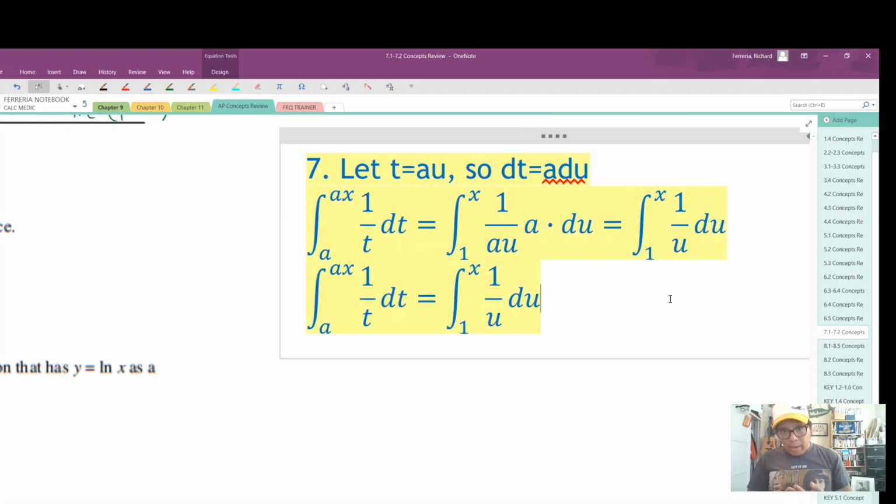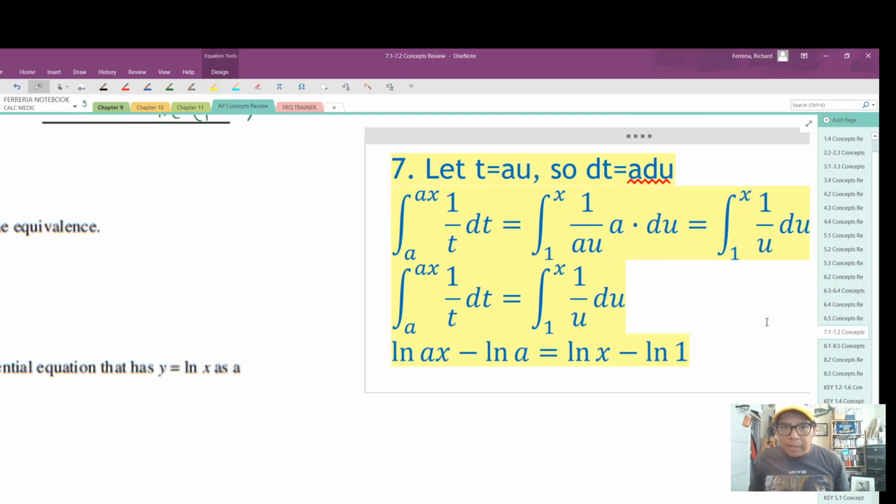Equating the left side and the right side, the integral from a to ax of 1 over t is the same as the integral from 1 to x of 1 over u. We're going to integrate both of those, knowing that the antiderivative of 1 over u du is the natural log of u. On the left, you get the natural log of ax minus the natural log of a. On the right, you get the natural log of x minus the natural log of 1. You know already that the natural log of 1 is equal to 0. Then with a little bit of algebra, you can see that the natural log of ax is equal to the natural log of a plus the natural log of x.